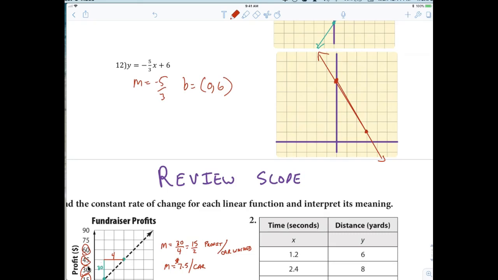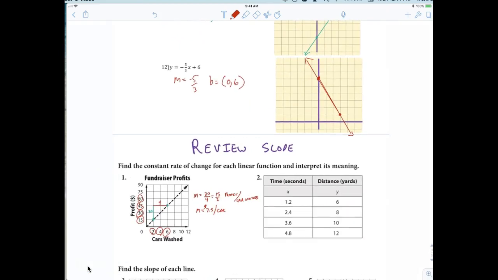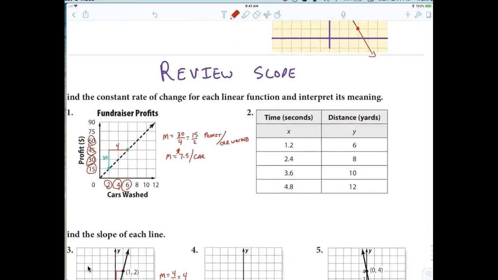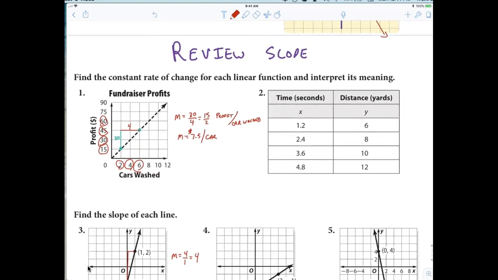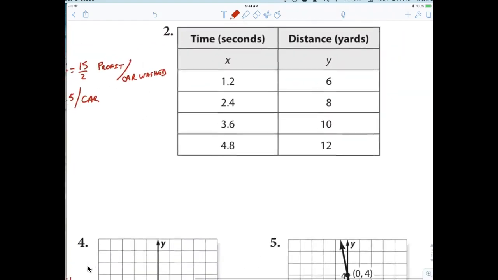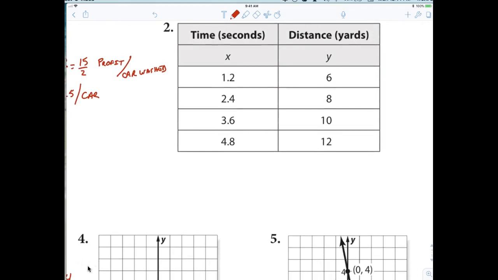All right. Now, for the next page, I'm just reviewing what we did last week. We're reviewing slope. Some people had trouble. How many points do I need to find the slope? 2. Good job, Cole. Does it matter what 2 points? Well, we try to find the easiest ones.